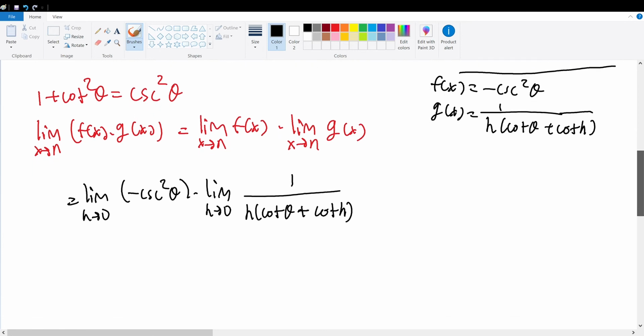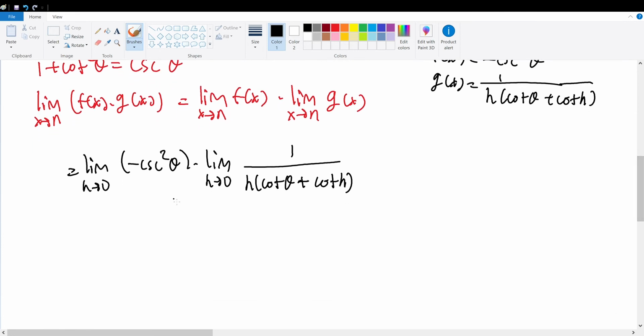And now what I can do is take negative cosecant squared theta outside of this limit, because negative cosecant squared theta relative to this limit is a constant. And I can do this because of another limit property, which states that the limit when our input of x approaches any number n of a constant represented by c will be equal to that constant.